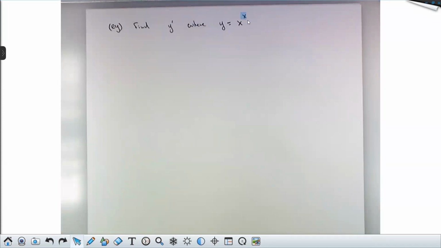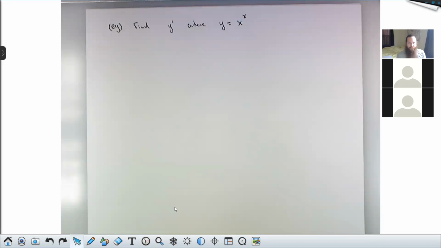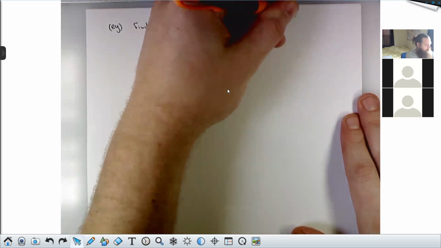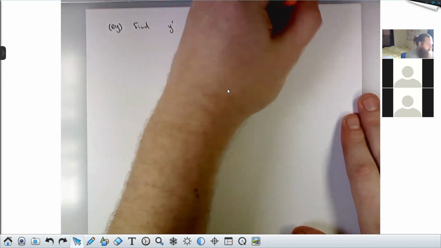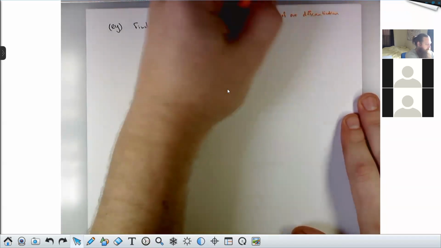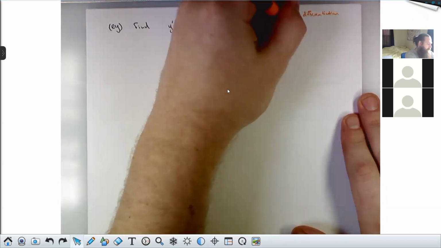If the power here was constant, then I could use the power rule. If the base here was constant, then I could treat this as an exponential, right? Like 2 to the x or 5 to the x. We know how to differentiate those. But here, both the power and the base are variable. None of our differentiation rules apply here.